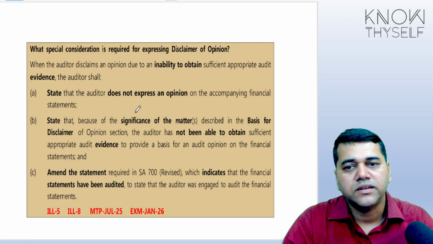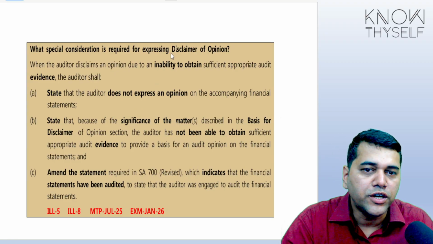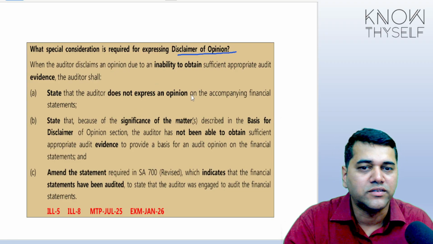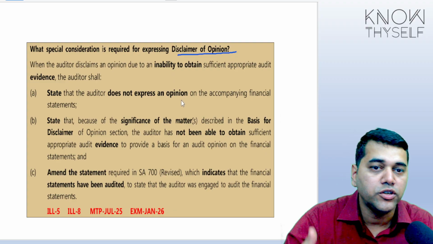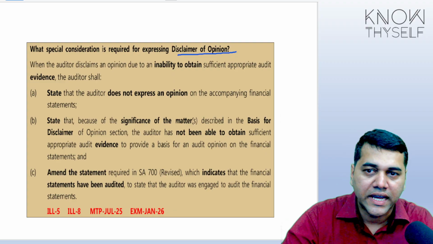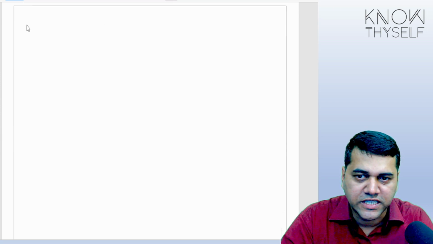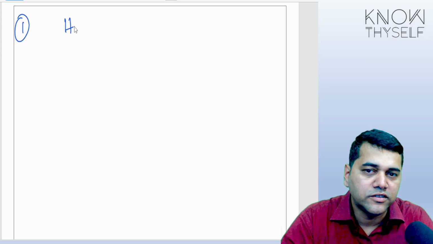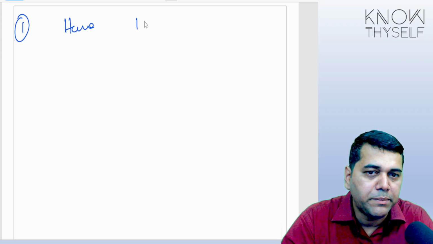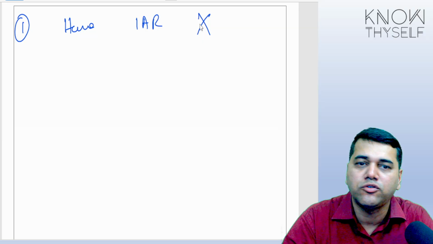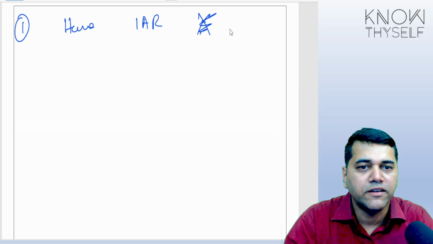Now comes the next thing. What if you are going to give a disclaimer of opinion? What is your consideration? Here it's going to change totally. Again I will go back, students. When you give a disclaimer of opinion, first thing, the heading. Is it going to change? No, it is called an independent auditor's report. So the heading is not going to change. The heading will remain the same.